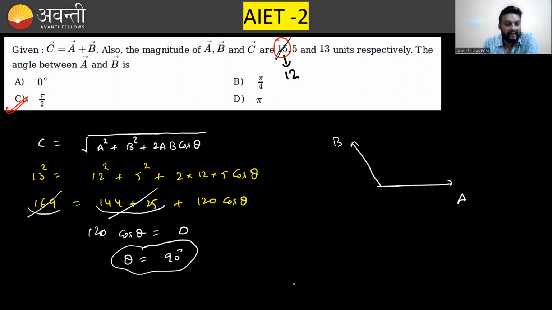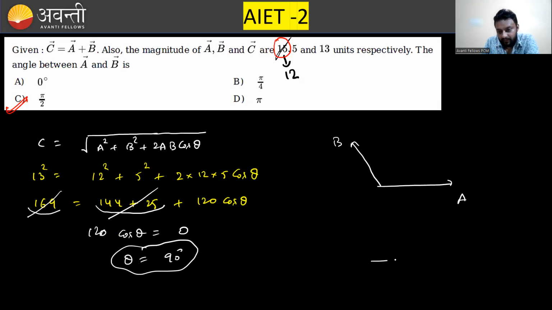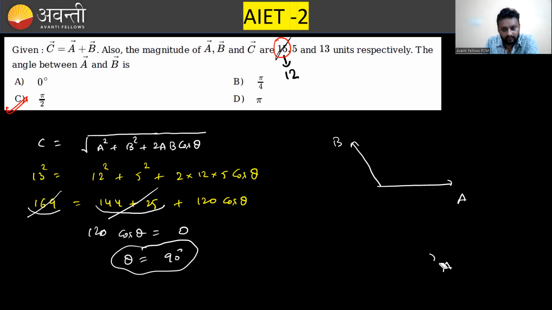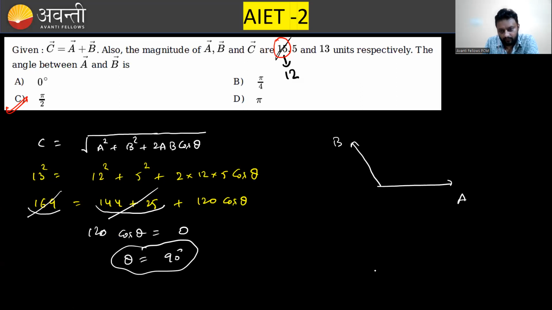Or you can directly do it using the triangular rule of vector addition as well. What does it say? For example, if there is a vector A and a vector B, if I can draw it again, if there are two vectors A and B, whatever you name them, the resultant will be this one, that is C.